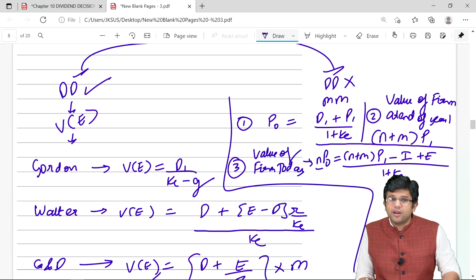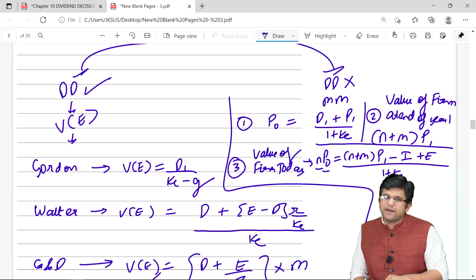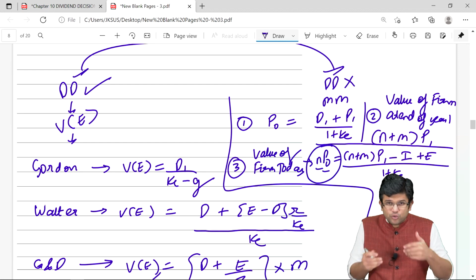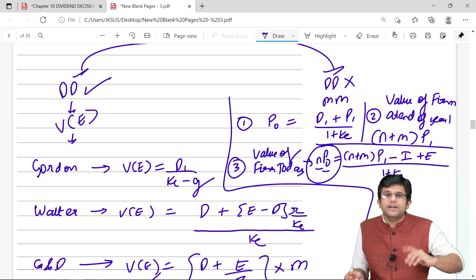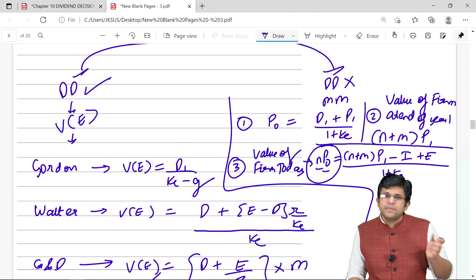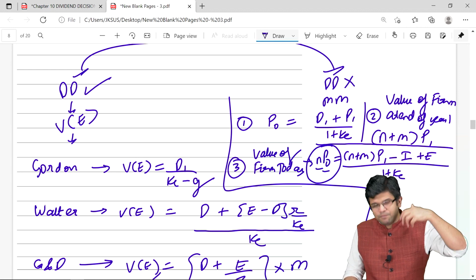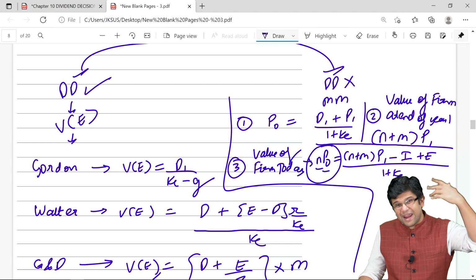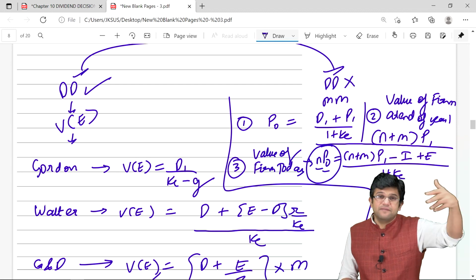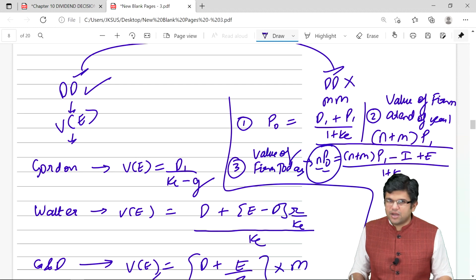N stands for the number of equity shares existing. P0 stands for today's market price. So children, if you multiply today's market price by the existing number of equity shares, it will give you the value of the firm today, for which this formula is given: N plus M. N is existing shares, M are the new shares, P1 is the price of the share at the end of year 1, I stands for the investment or expansion budget, E stands for the earnings or the cash available in the company, and K is the required rate of return.